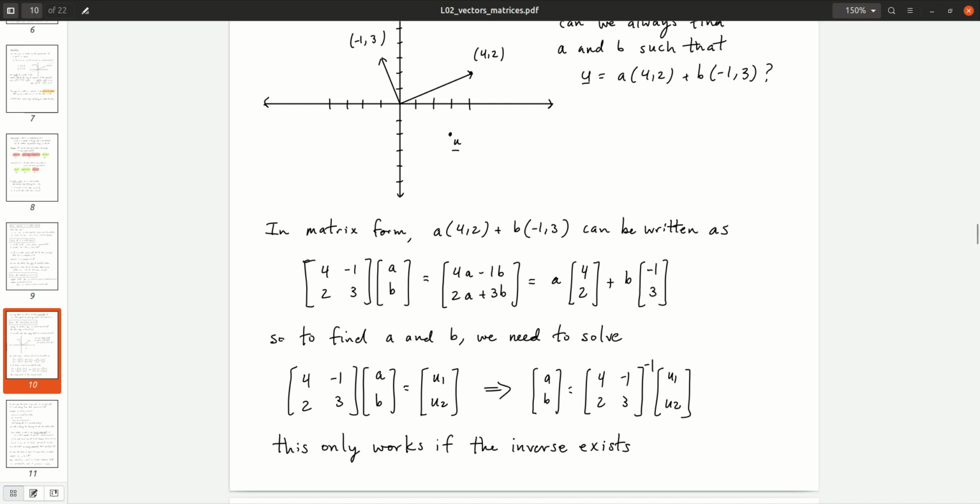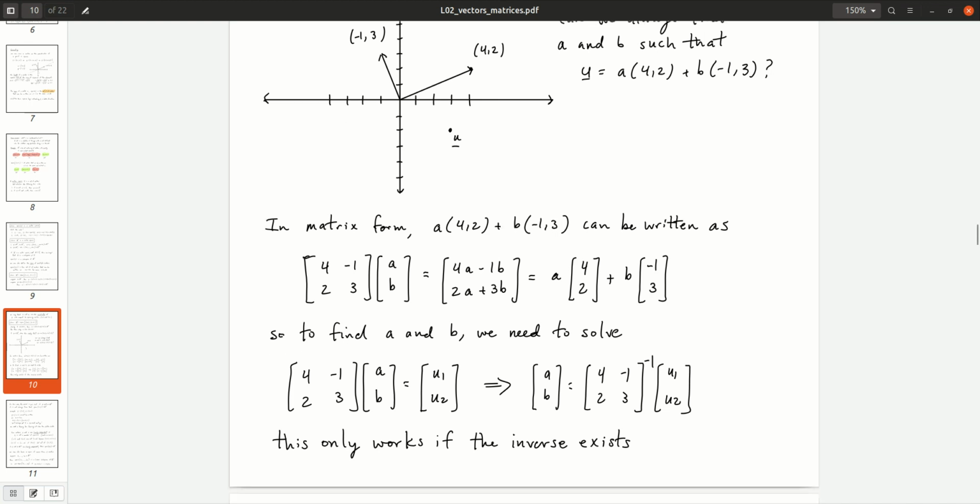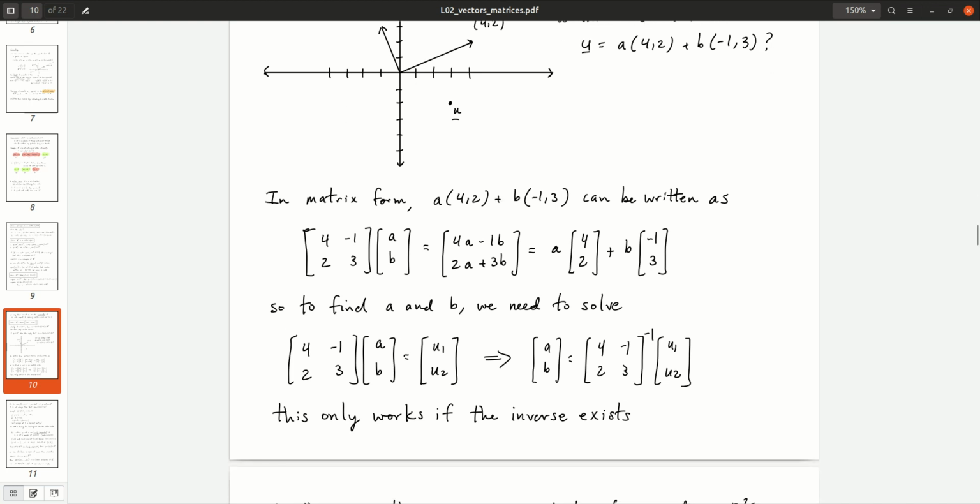Now, does this work? What you really have to check is, does this inverse exist? And it doesn't always exist. So this is one of the things we're going to be talking about in the rest of this document: how do you know when this inverse exists, which is another way of saying, how do you know when a solution to this set of equations exists? How do you know that you can find an A and B such that this equation is true?